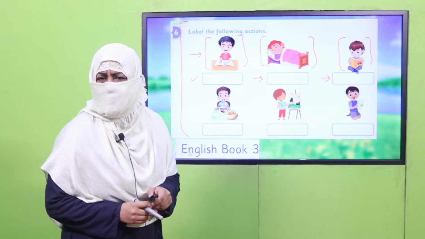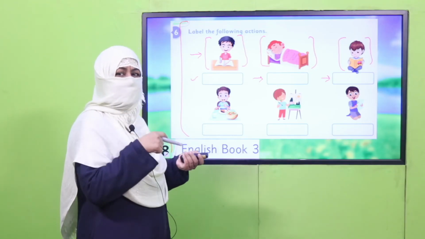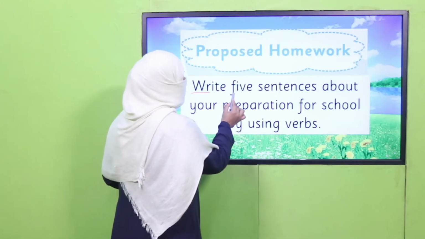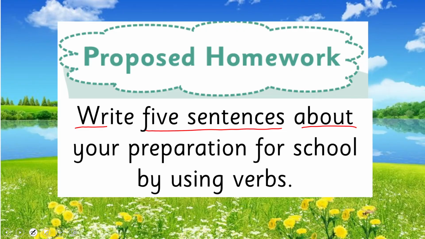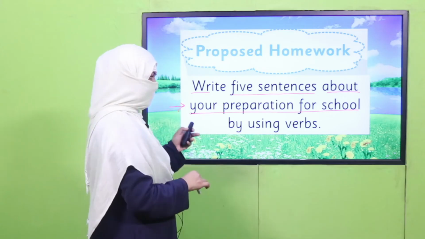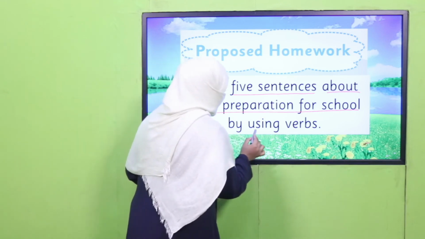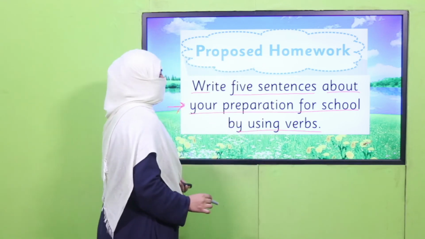All right, are you done with it? Good job. I can see you find it really easy. Good job. It's time for your homework. You have to write 5 sentences about your preparation for school. Like what do you do to come to school? You get up early in the morning, you brush your teeth, you take a bath, you offer your namaz, whatever you do, just write 5 sentences and you will use verbs in all these sentences.